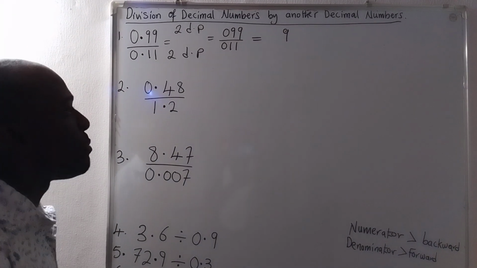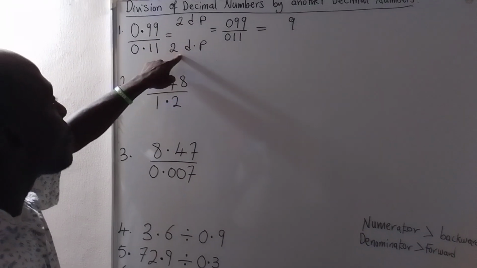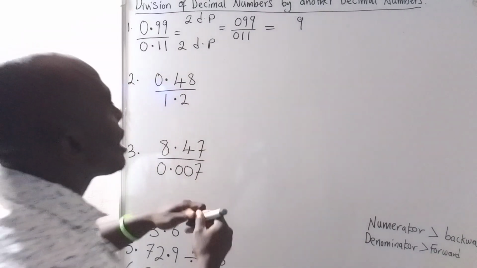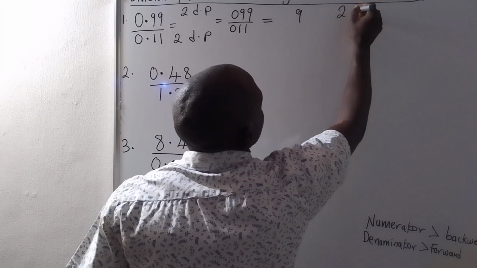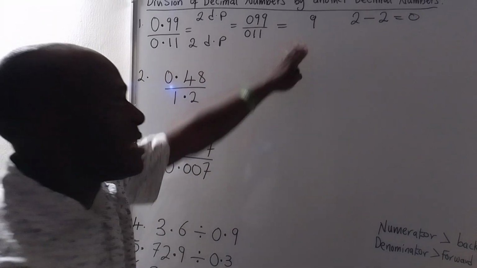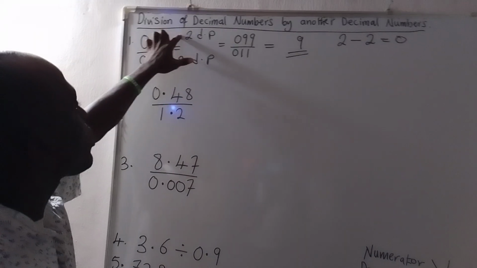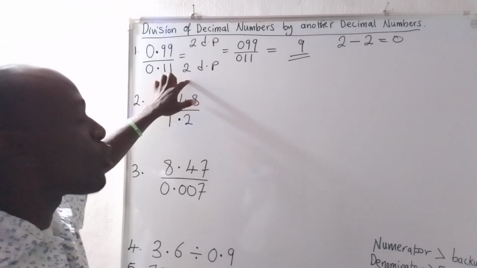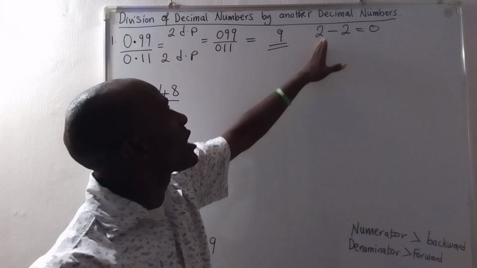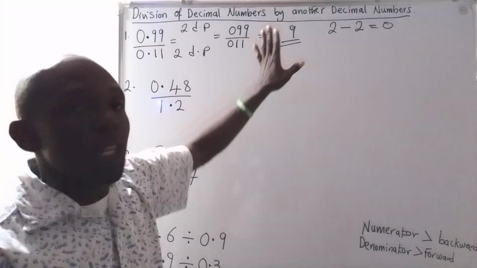Now, where would the decimal point be? The up number, or the numerator, has 2 decimal places. The down number has 2 decimal places. Now, 2 decimal places take away 2 decimal places is 0. So the number remains like this. Our answer is just 9, because the numerator has 2 decimal places and the denominator has 2 decimal places. So 2 take away 2 is 0. You don't need to do anything to the number.